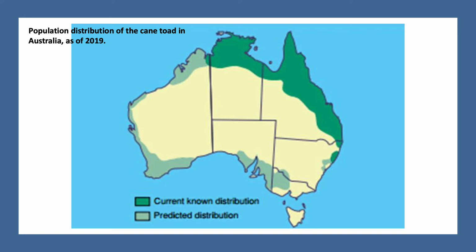This is a population map showing here in green where they actually are at the minute, and then where they're predicted to be in the coming years. And you can see it's a problem. It's a problem for researchers, it's a problem for scientists, because they just can't get to the bottom of it.